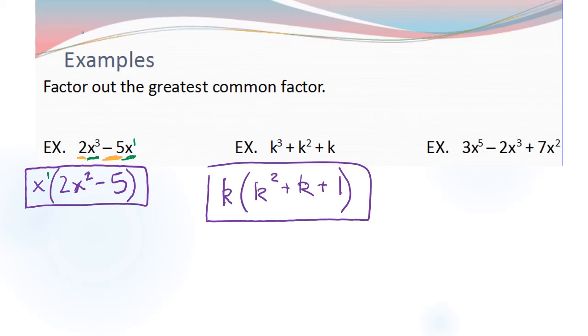Okay, we've got 3x to the fifth minus 2x to the third plus 7x squared. 3 and 2 and 7 are all prime, so there's nothing we can take out of the coefficients, but they all have x's. So we've got x to the fifth, x to the third, and x to the second, and the smallest exponent that is available is x to the second. So we can take that out. Remember, subtracting exponents, so it becomes 3x to the third minus 2x plus 7.